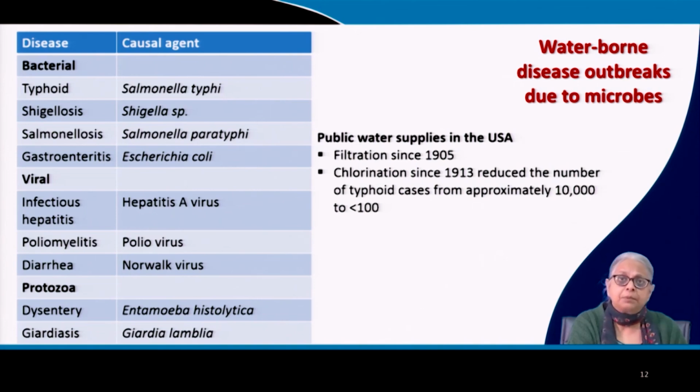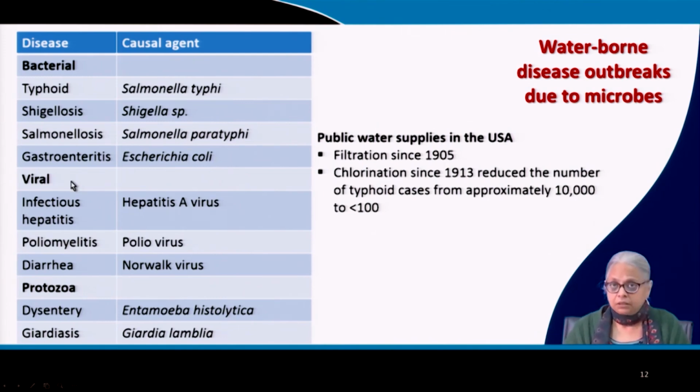These are all examples of waterborne disease outbreaks due to microorganisms. And you can have all three categories of microorganisms. You can have bacterial, viral, as well as protozoal disease outbreaks due to these kinds of microorganisms. I've already mentioned that typhoid is caused by Salmonella typhi, shigellosis is caused by various Shigella species, salmonellosis is caused by various Salmonella species, gastroenteritis, many organisms are involved, E. coli being one of them, and like I said, E. coli is an opportunistic pathogen in many cases.